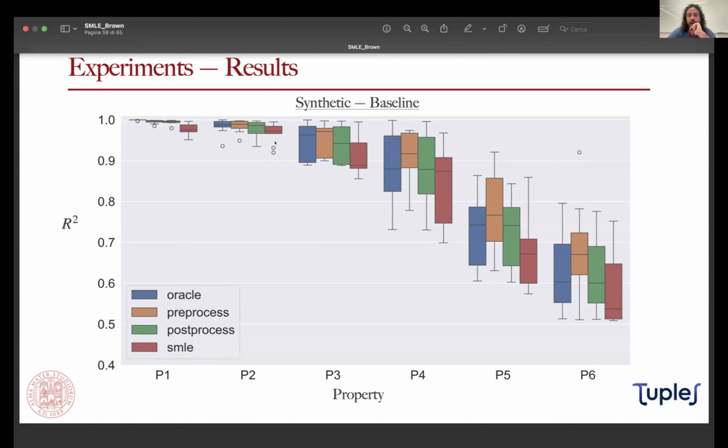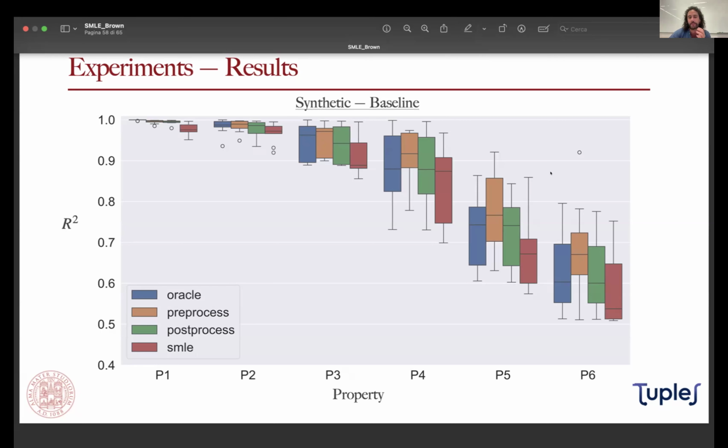Something which is a bit more surprising is that the pre-process model, the orange one, as you can see, is in most cases above the Oracle one. At the beginning at least, this might sound strange, because usually you see the Oracle as the most performant model.